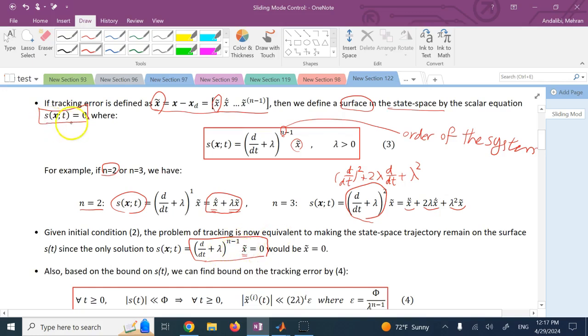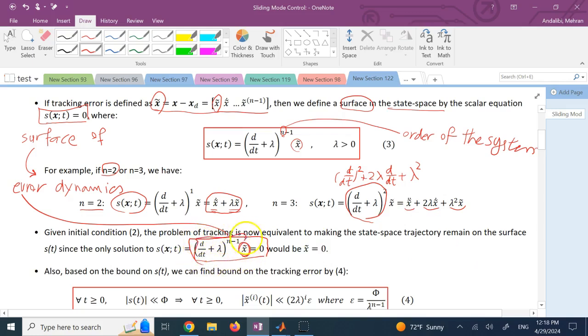So not only is S of x and t equals 0 the equation of a surface, it is also, as you can see here, your error dynamics equation. So this is the surface of your error dynamics equation, this S. And if you can stay on this, okay, then clearly if this operator times x tilde is equal to 0, this operator cannot be 0 all the time. The only solution is x tilde is 0. And when x tilde is 0, that means x is the same as x desired. Good?